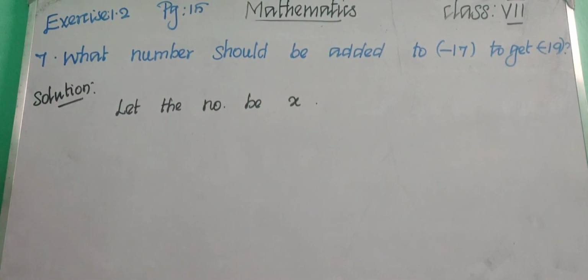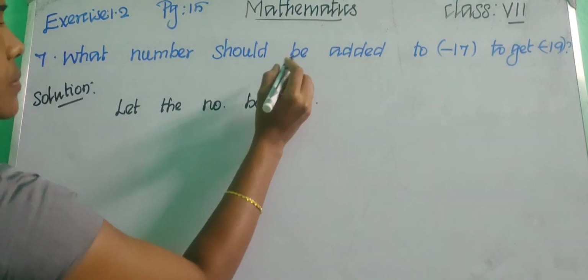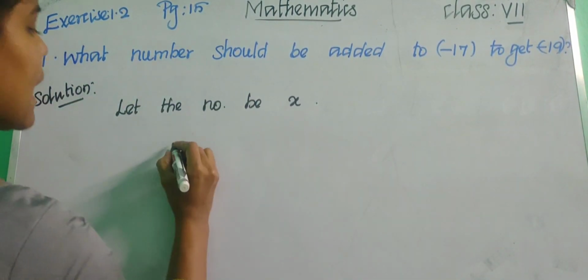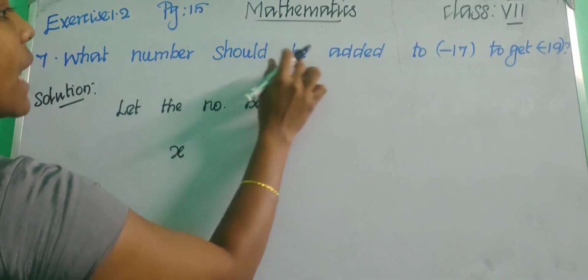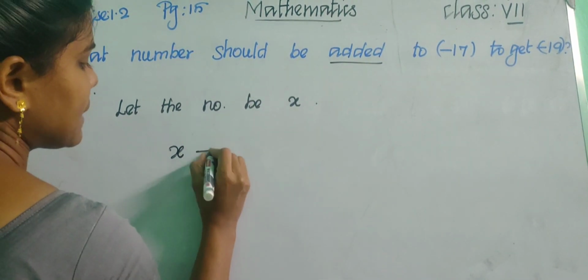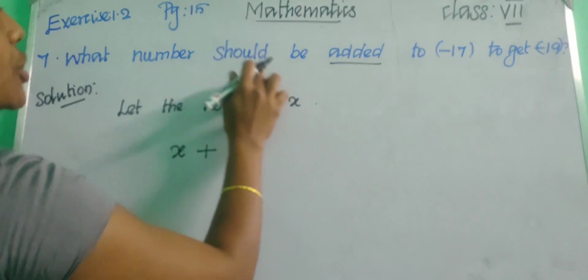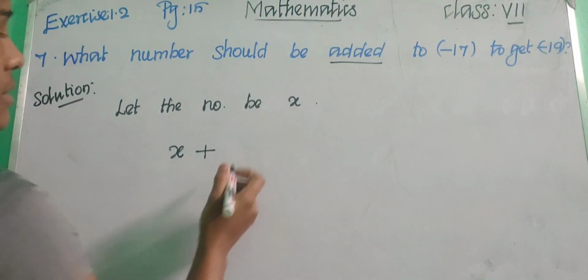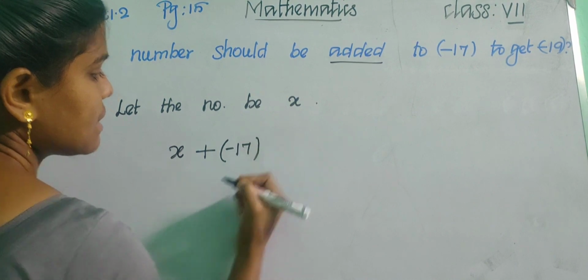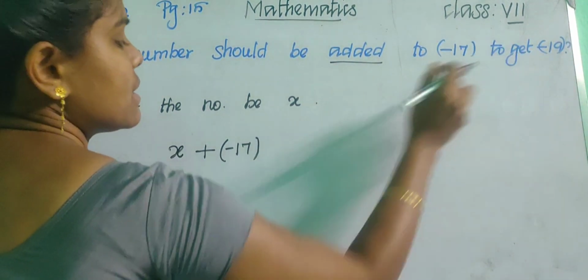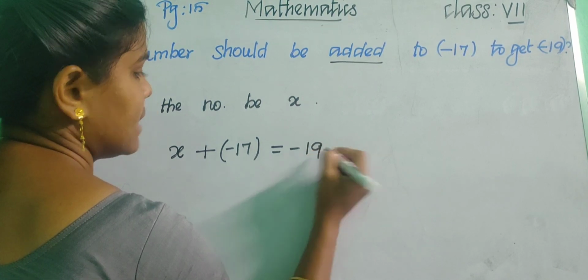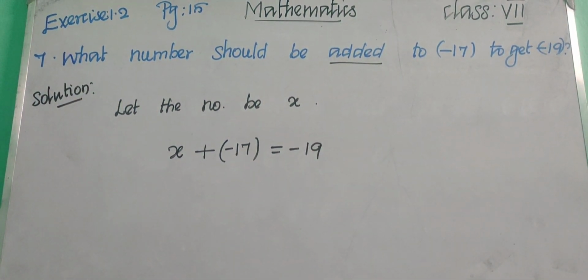Now we can write it very easily, right? For this number I am just putting x. Should be added: add means we need to insert the plus symbol. So what number should be added to minus 17? The next integer is minus 17, to get minus 19, so that is equal to minus 19. Simply, we are writing the question in maths format, bringing letters and words into maths numbers, okay children. So what we are getting now: x plus minus 17 equal to minus 19.